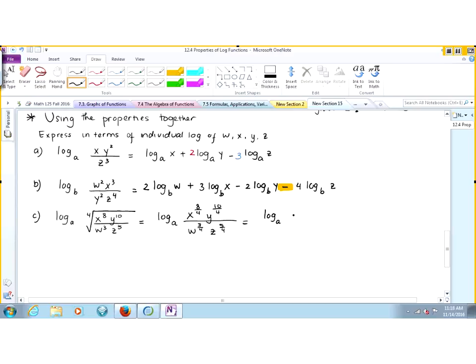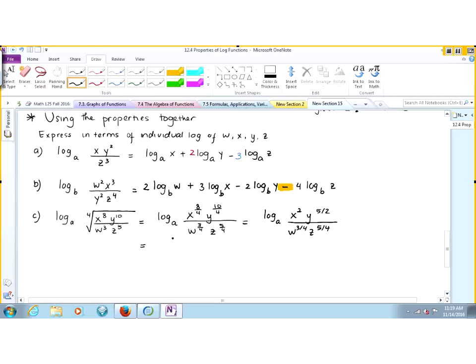The top one, so it is log base A of x to the 2 square. So y to the, can we simplify 10 over 4? 5 over 2, yes. Divided by w to the 3 over 4 and z to the 5 over 4.